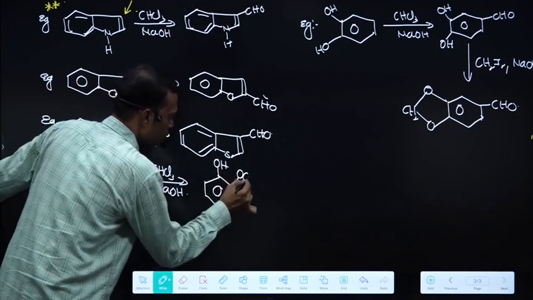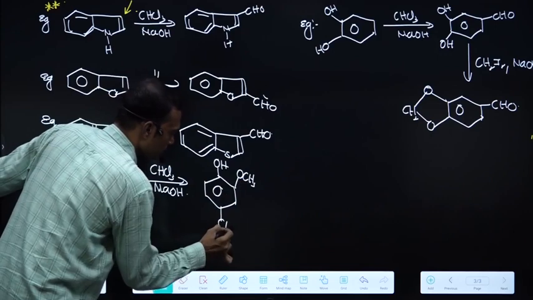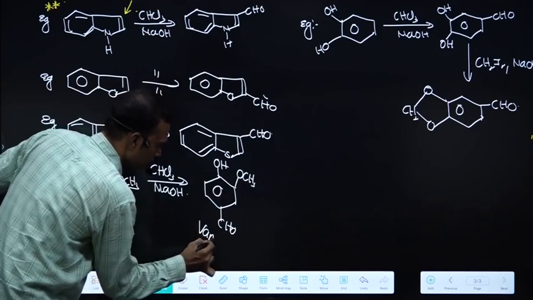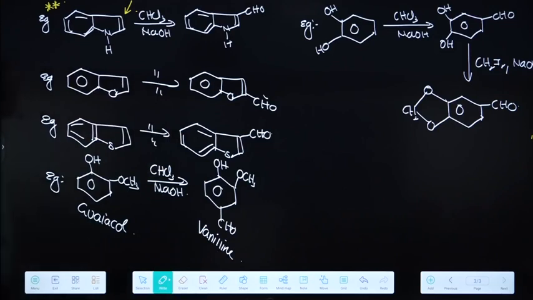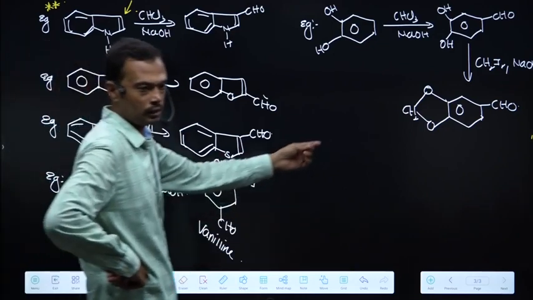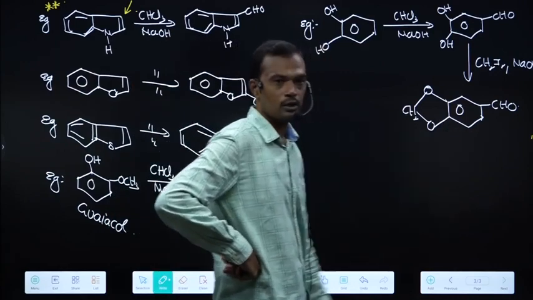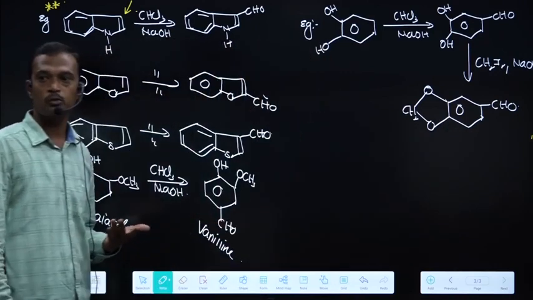What will you expect here? OCH3. Can I write the formyl group here? This is vanillin. Vanillin. Guaiacol to vanillin. Piperonal. This is called piperonal. Then it is further involved in the Knoevenagel reaction by taking an active methylene group in base.